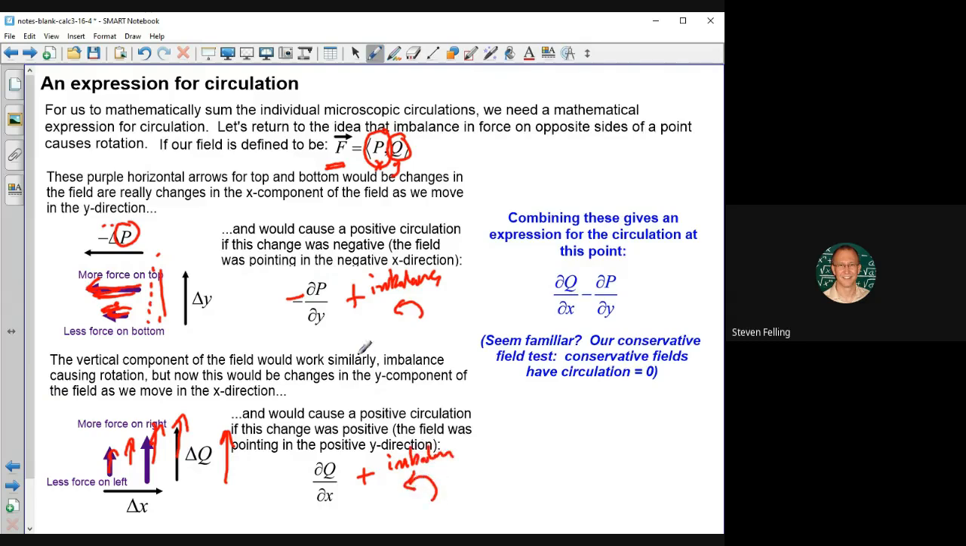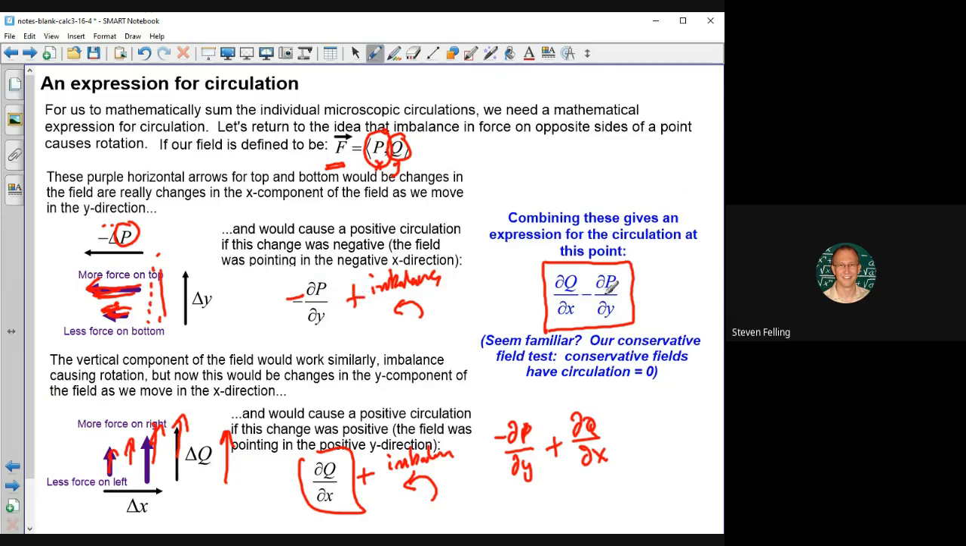Okay, so if I just sum those two things up, that's going to give me some measure of the total amount of positive circulation. So it's negative partial P with respect to y plus this term, and then we're just going to change the order and call that partial Q with respect to x minus partial P with respect to y. That term gives me the amount of positive circulation in a field at a particular point.